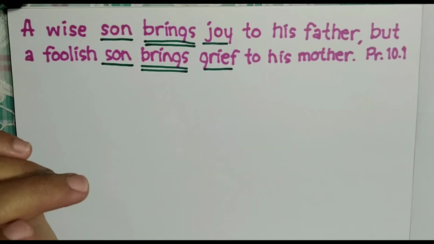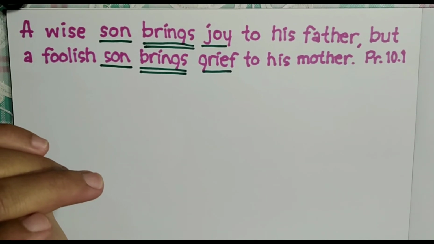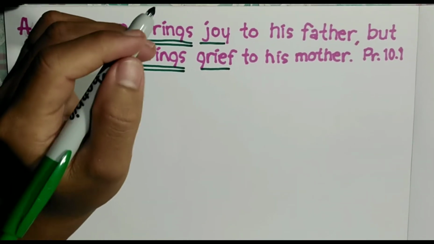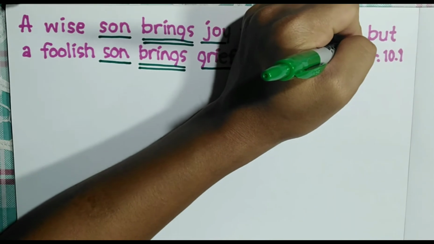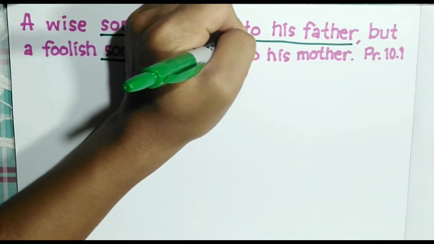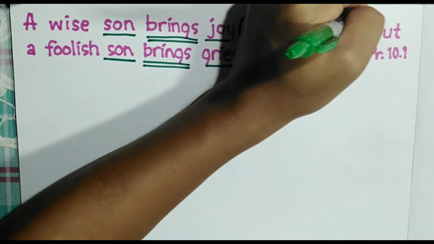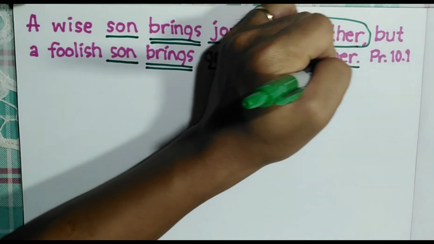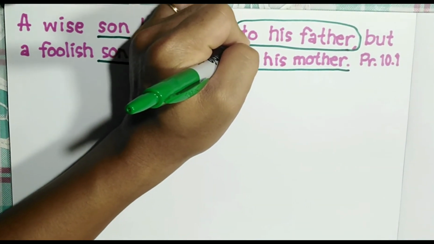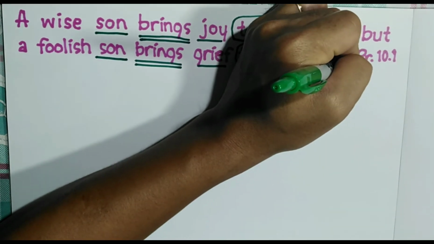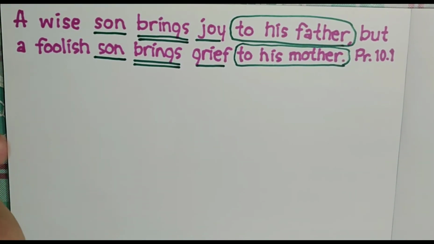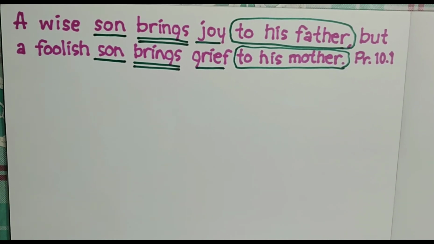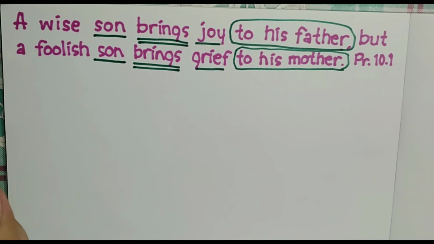What else do you notice? We have what we call prepositional phrases. We have the first prepositional phrase, to his father. Let me encircle this one. And then another prepositional phrase, to his mother. So if you look at it, there are words that are not identified yet: a, wise, a, foolish, and the word but.